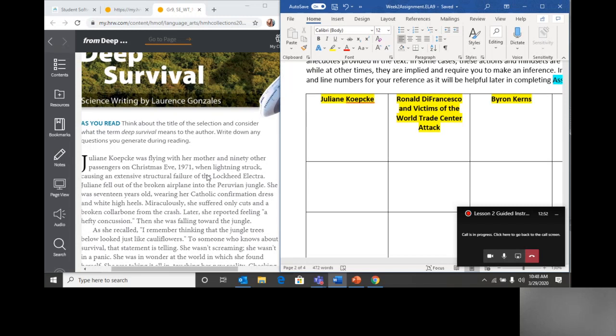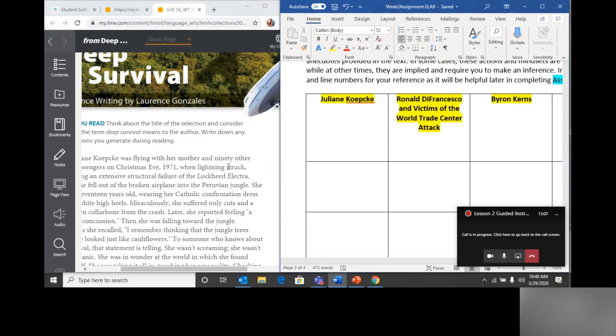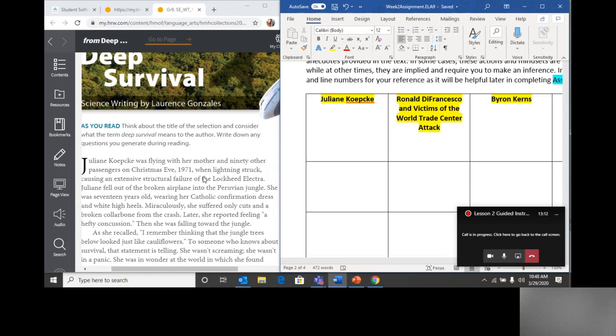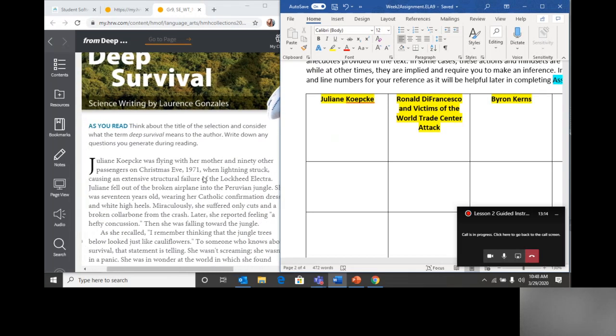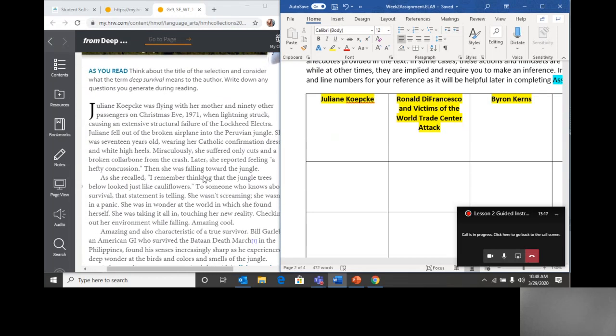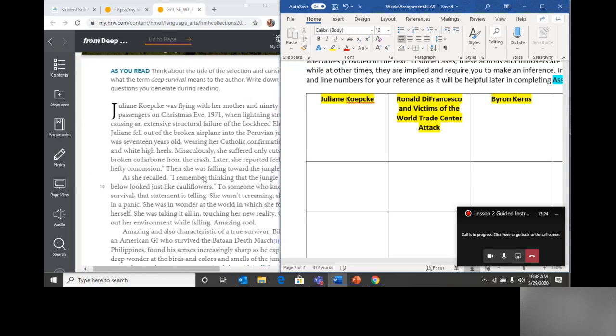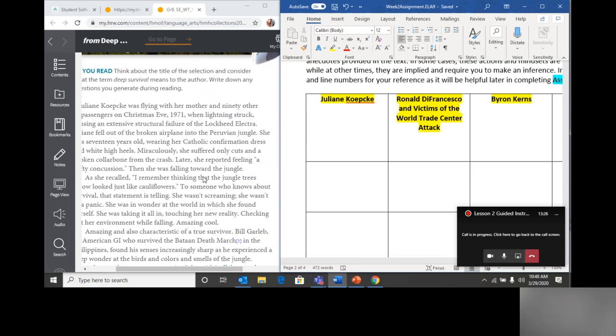Julianne Kopke was flying with her mother and 90 other passengers on Christmas Eve 1971 when lightning struck, causing an extensive structural failure of the Lockheed Electra. Julianne fell out of the broken airplane into the Peruvian jungle. She was 17 years old, wearing her Catholic confirmation dress and white high heels. Miraculously, she suffered only cuts and a broken collarbone from the crash. Later, she reported feeling a hefty concussion. Then she was falling toward the jungle.